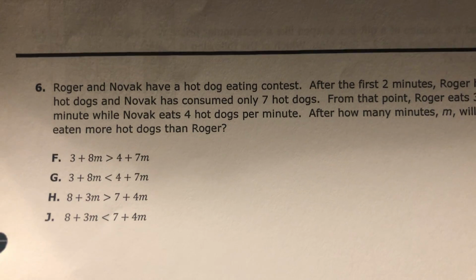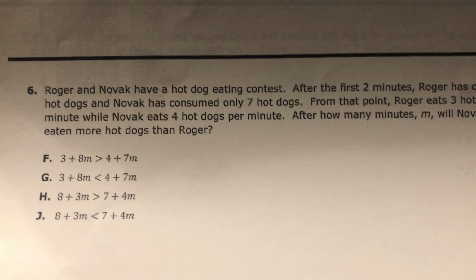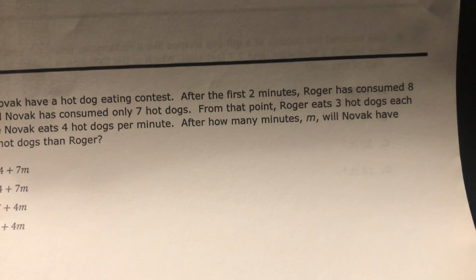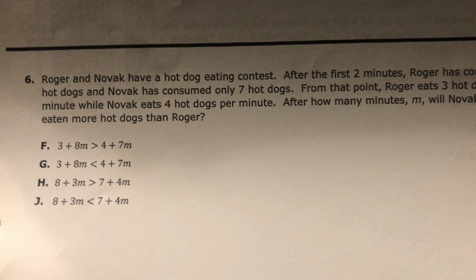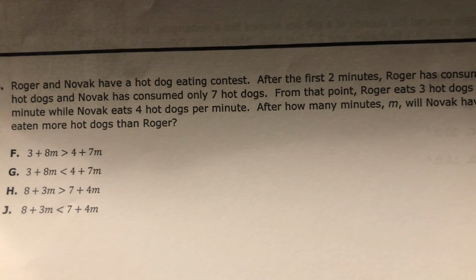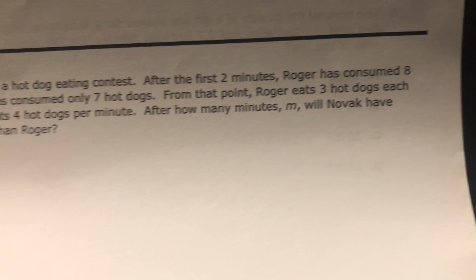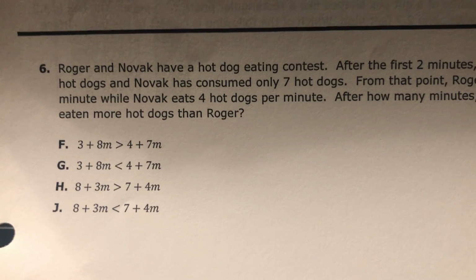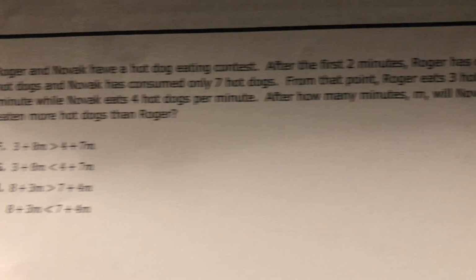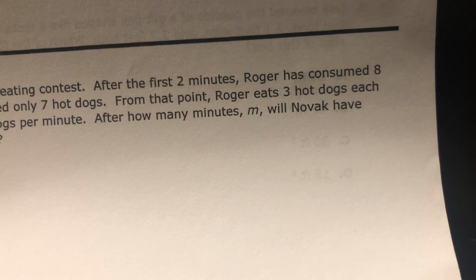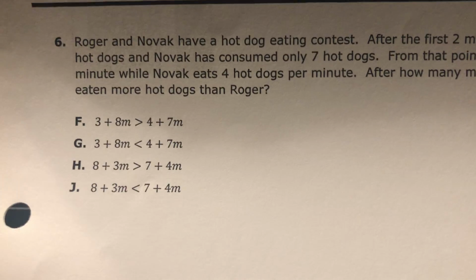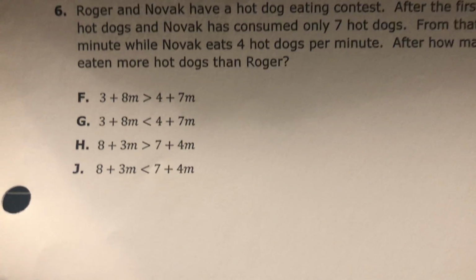Number 6, Roger and Novak have a hot dog eating contest. After the first 2 minutes, Roger has consumed 8 hot dogs and Novak has consumed only 7 hot dogs. From that point, Roger eats 3 hot dogs each minute, while Novak eats 4 hot dogs per minute. After how many minutes, m, will Novak have eaten more hot dogs than Roger?